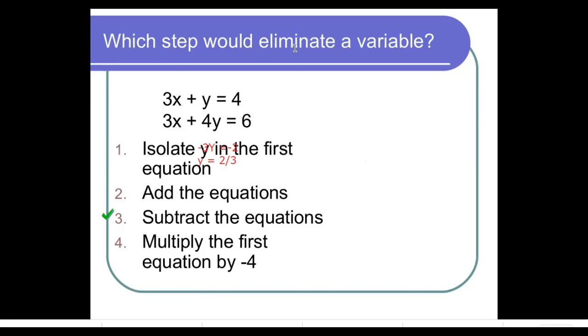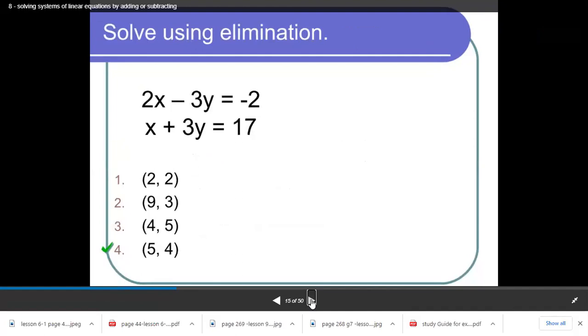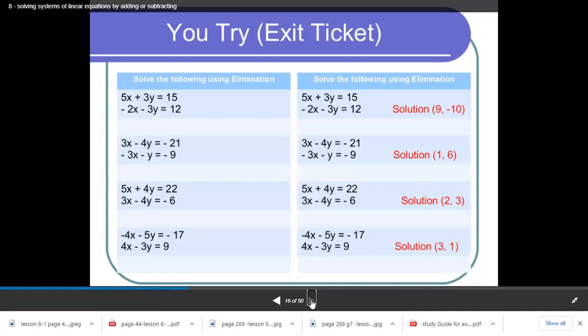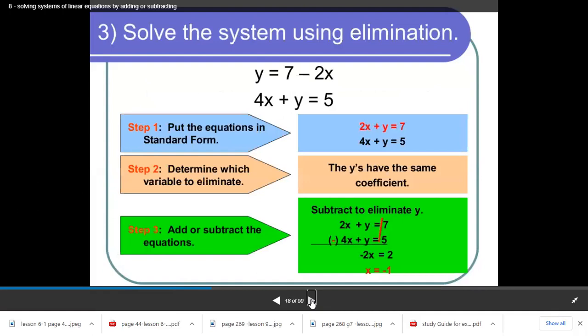If you have choices in this question like this, he said in this one: isolate y in the first equation, add the equations, subtract the equations, or multiply the first equation by -4. Then to solve those two equations together, we have to subtract the equations. Why? Because we have the same number and we will subtract. The next part for elimination is that we can multiply or we can divide one of the two equations.